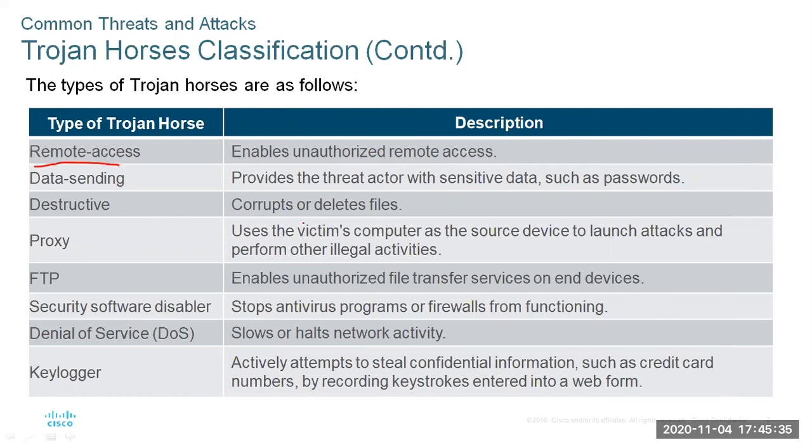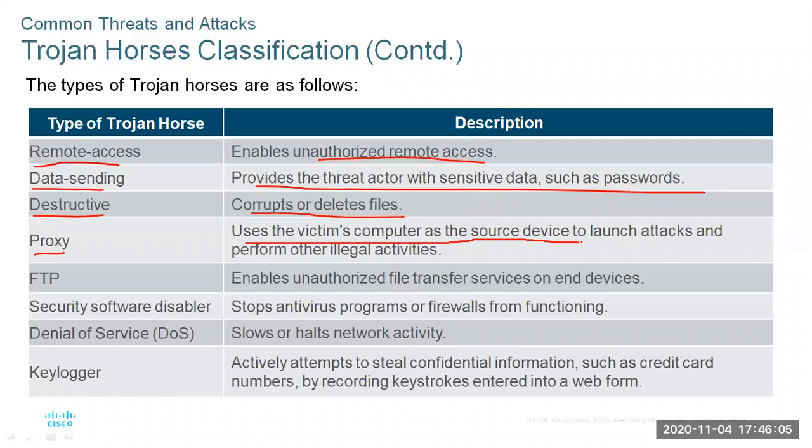We have the remote access Trojan horse, and that enables unauthorized remote access, okay? We have the data sending Trojan horse, and that provides the threat actor with sensitive data such as what? Passwords, okay? Then we have the destructive Trojan horse, which corrupts or deletes files on your system or on the server or things like that. Then we have the proxy Trojan horse, and usually it uses the victim's computer as a source device to launch an attack and perform other illegal activities. And why it uses this is so that it should not be traced, even if it's traced to somebody else.